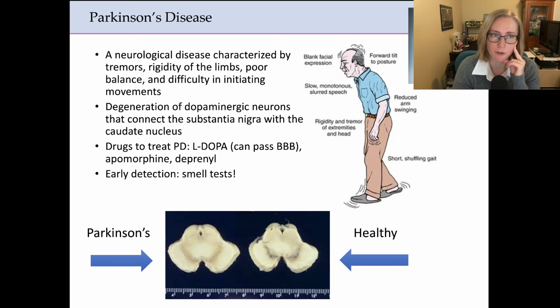Okay, very briefly on Parkinson's. Like I said, we covered this in class, so I'm going to go through this pretty quickly. Neurological disorder, symptomatic of tremors.